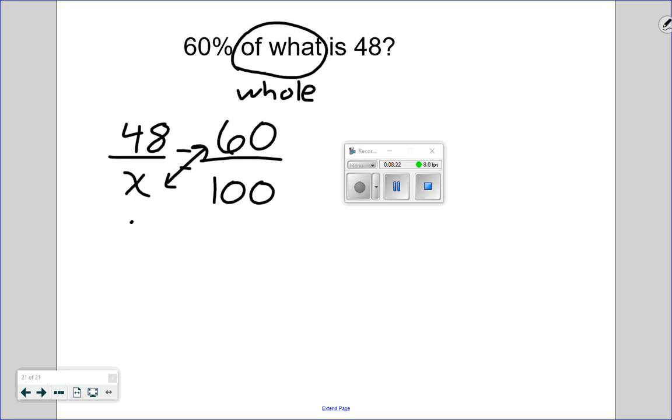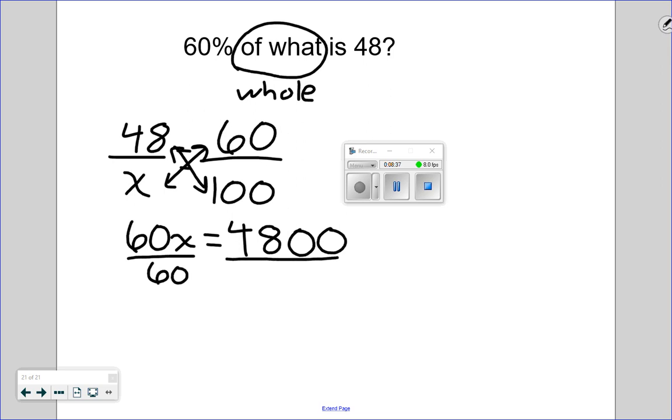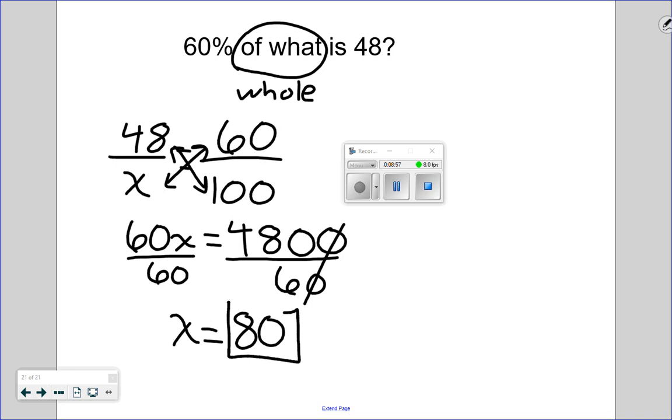So we'll solve using cross products. 60 times x is 60x. Put an equal sign between them and multiply the other two together. 48 times 100 is 4800. And then I just need to solve for x by dividing both sides by 60. And in this case, I get x is equal to 80. 6 into 480 will be 80. So 60% of 80 is 48, and that makes sense because 48 is a little more than half. 60% should be a little bit more than half.